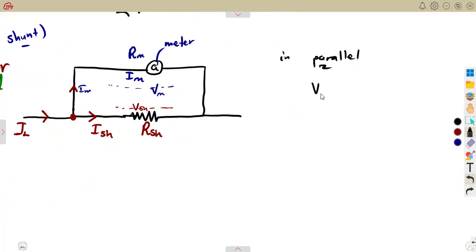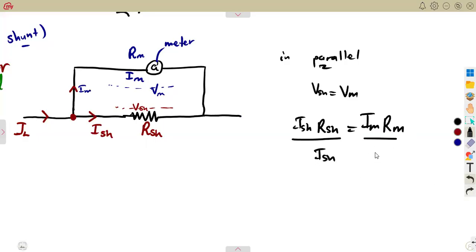So the voltage across the shunt is equal to the voltage across the meter. The voltage across the shunt is the product of the current of the shunt and the resistance of the shunt. The voltage across the meter is the product of the current across the meter and the resistance across the meter. So we can calculate our shunt resistance by dividing by this shunt current.